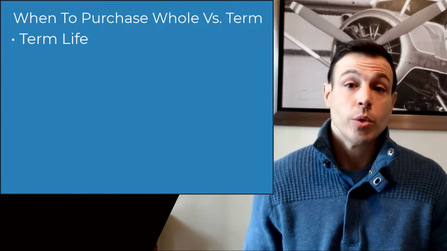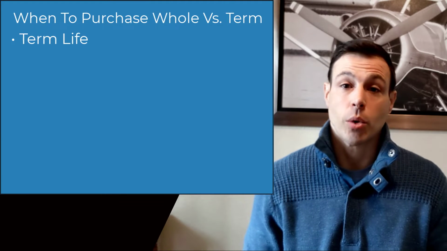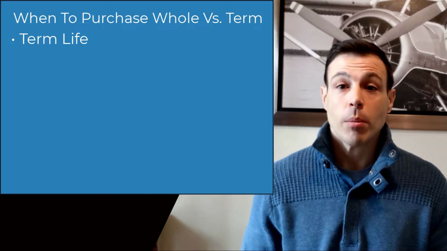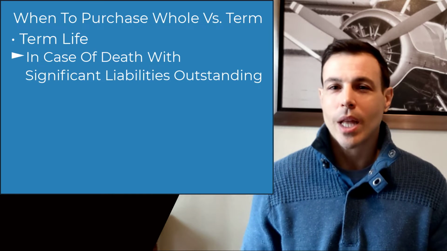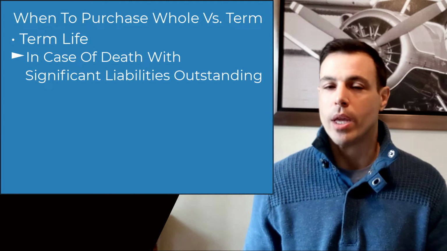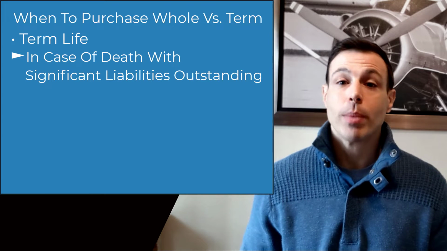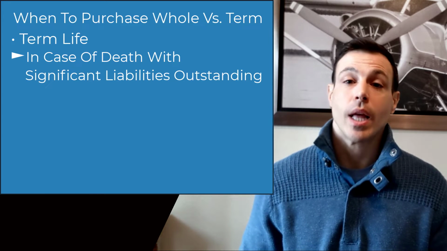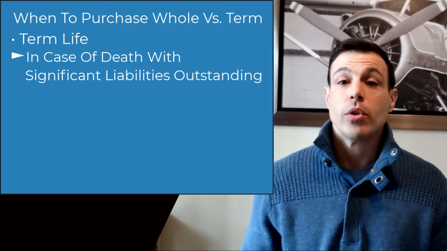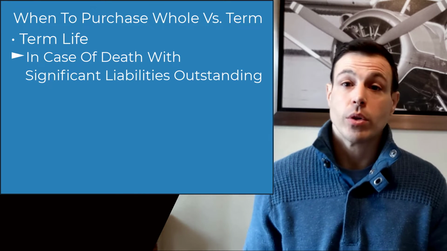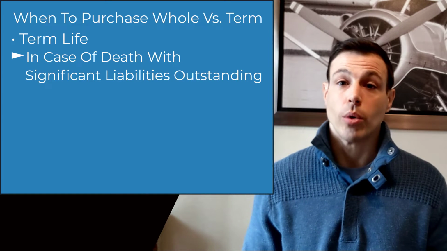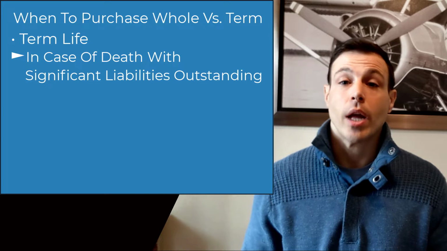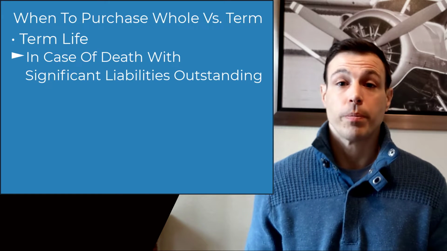So when should you purchase a whole versus a term life policy? Well, if you think about it, when you really need life insurance, it's not when you die of old age, but when you die unexpectedly and still have significant liabilities. And so let me give you an example. Let's say you're 35 years old, have an outstanding home loan, and a spouse and a small child who rely on you for financial support.